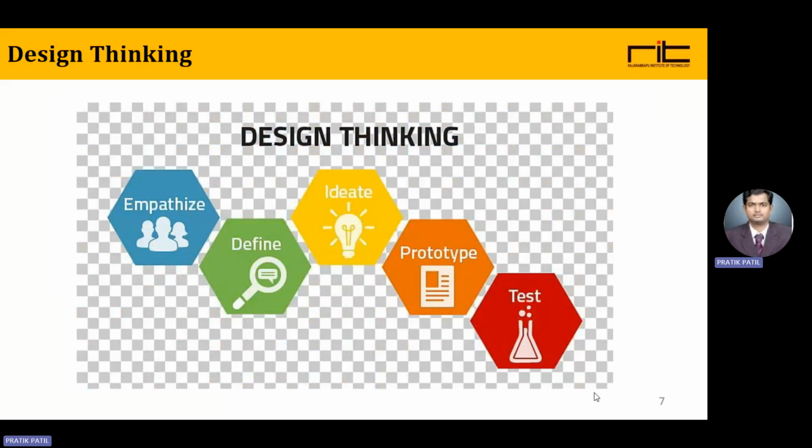The leading organizations, for example Apple and Samsung, are hiring people who know design thinking. So if you have in mind that you don't want to become an entrepreneur and thus will not join this course, that is totally wrong. You will get to learn what design thinking is.